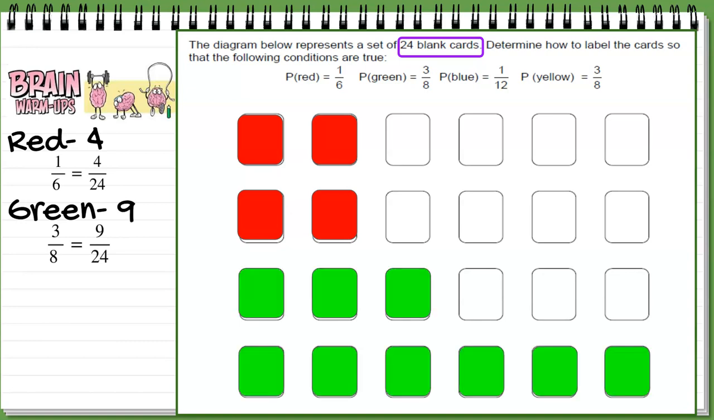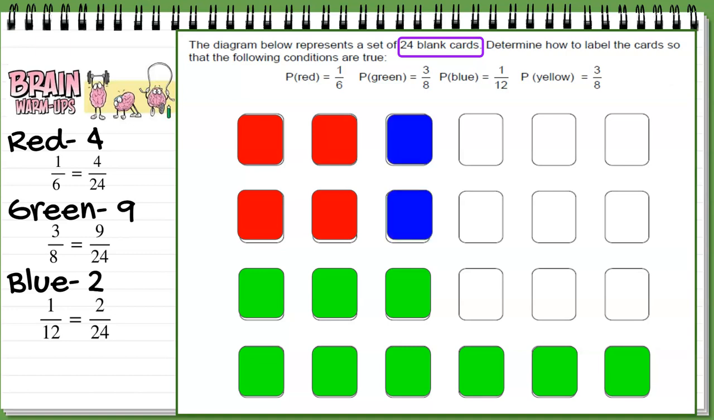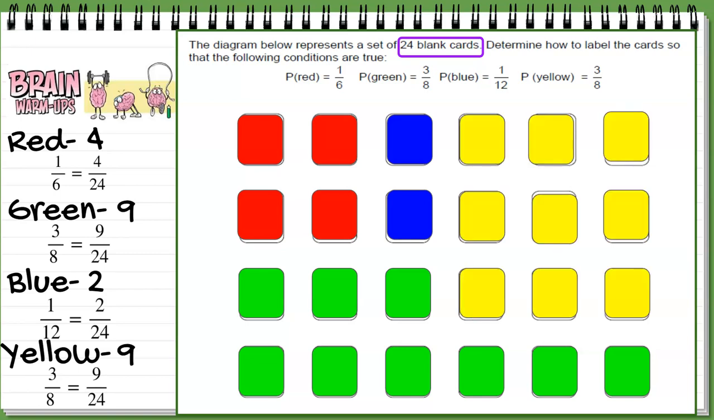So when I look at my blue, it is 1/12, or 2/24ths, because I multiplied 12 by 2 and 1 by 2. Then finally, my yellow, which is the same as my green, is going to be 9. So here I looked at a ratio, a proportion, equivalent fractions. All of these things are very similar here.